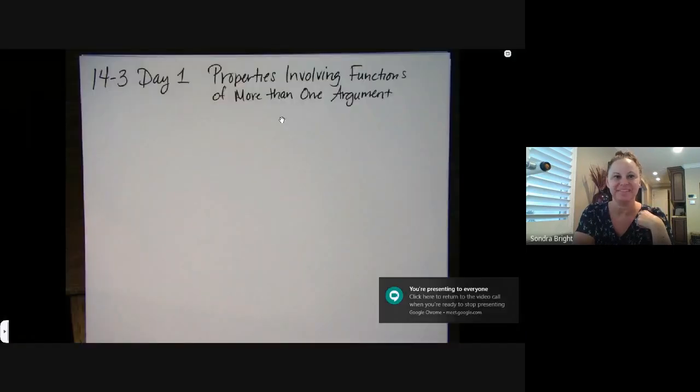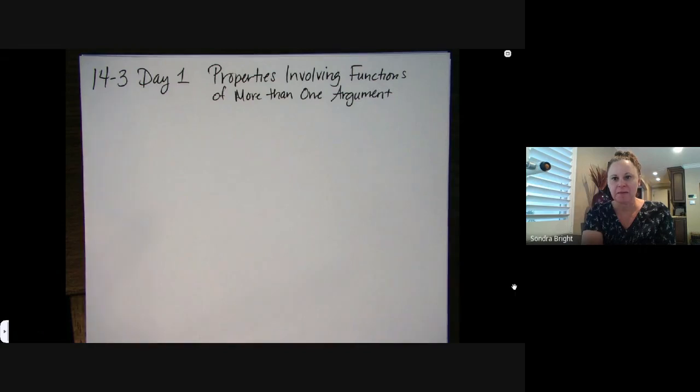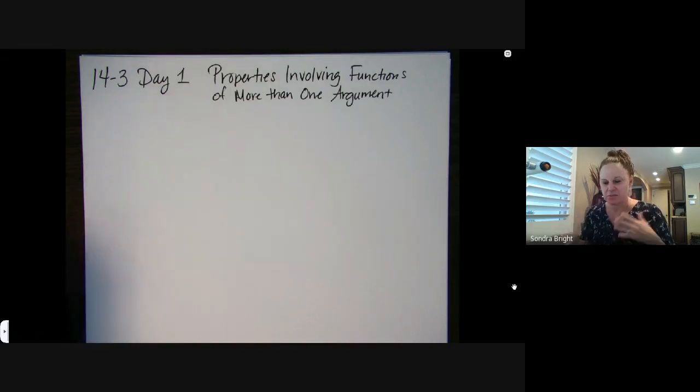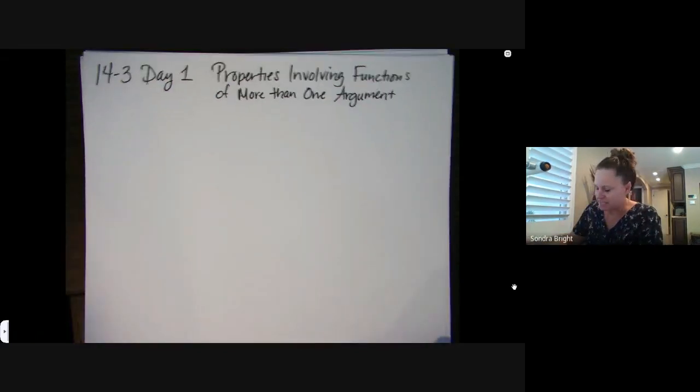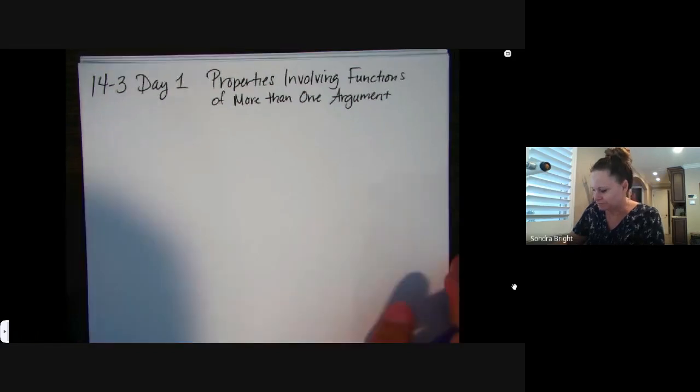All right, we're going to do section 3 today, and it's going to be properties involving functions of more than one argument. Argument here means angle, right? So for taking cosine or sine of more than just one angle. Hopefully you remember, let's do a little review: do you remember what it means to be an even function?